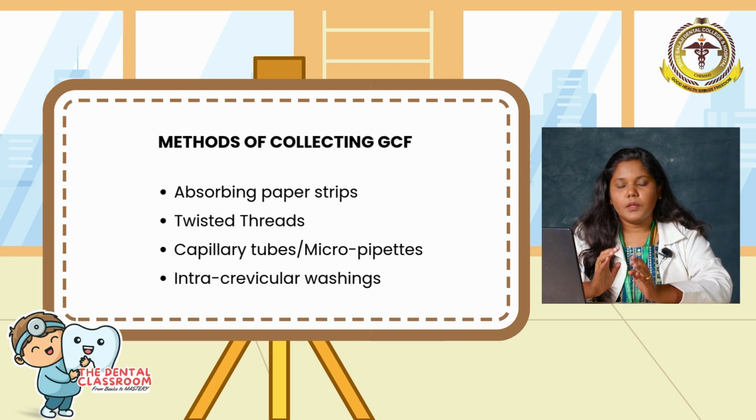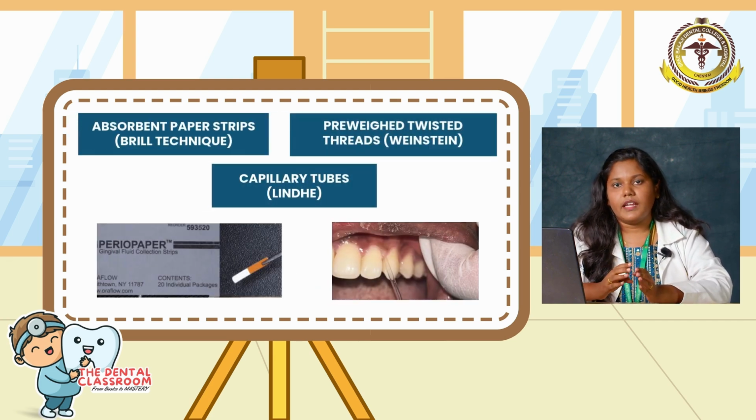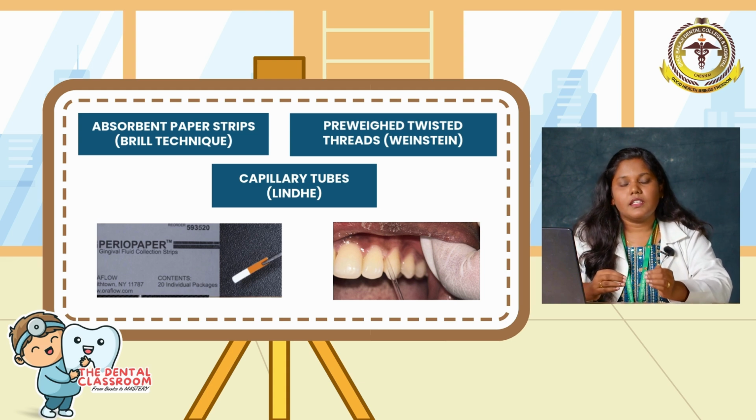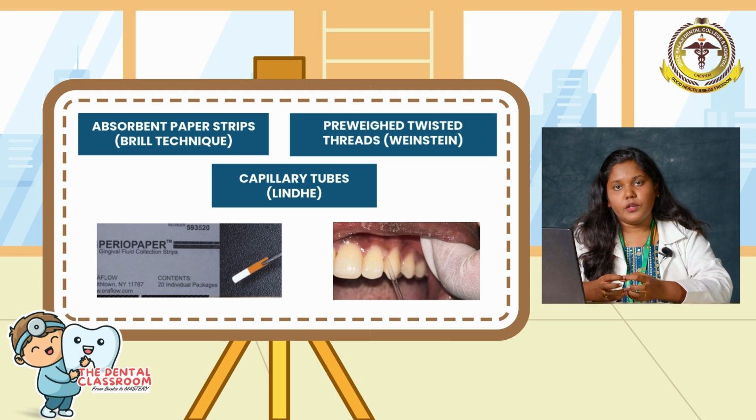So, coming to the absorbent paper strips, Brill first found that the absorbent paper strips should be placed inside the sulcus until a minimal mechanical resistance is felt. However, this resulted in a lot of irritation to the gingival tissues around there, and hence the extrasulcular method was devised by Lowe and Holm Pedersen, which is nothing but keeping the paper strip at the entry of the gingival crevice. When you keep it, it will absorb the GCF, and then the paper strips are taken for quantification of the amount of GCF collected.